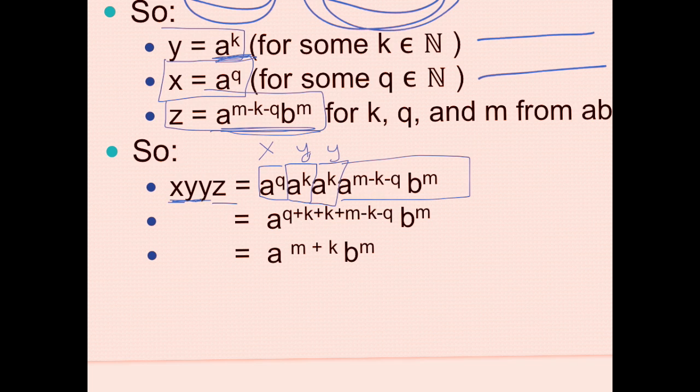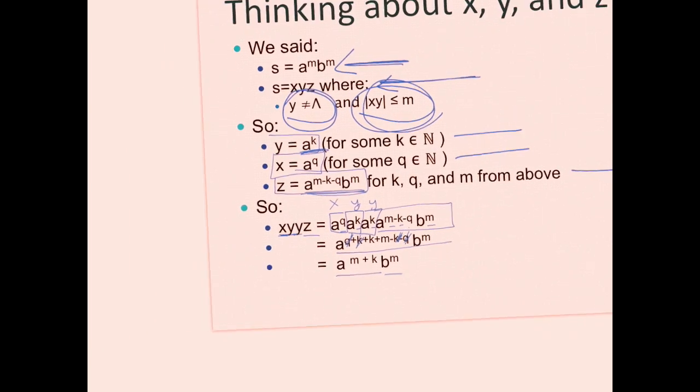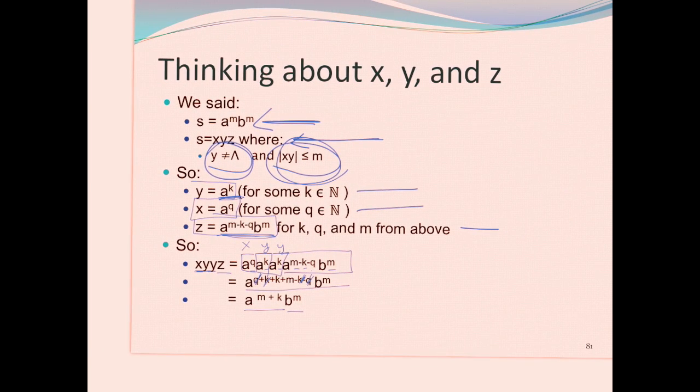And now I just do the math. I have, let's see, q plus k plus m minus k minus q a's and m b's, so that's this thing. And let's see, if I start with q and I subtract off q, and I start with k and I subtract off k, we end up with m plus k a's and m b's. Okay? So x, y, y, z is this, right? x, y, y, z equals a to the m plus k. So we have whatever m plus k is a's followed by m b's.